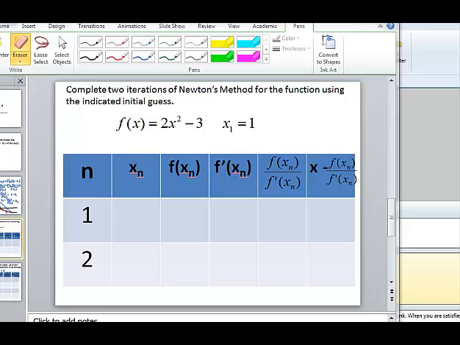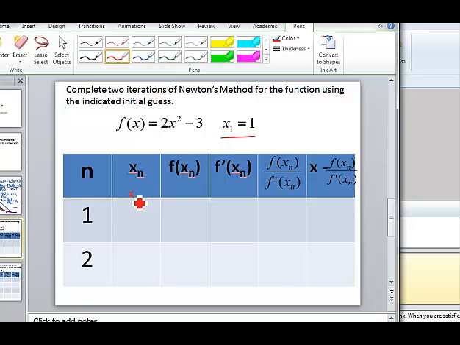Okay, what we're going to be doing in this first example is we're going to complete 2 iterations of Newton's method. They do give me my initial guess. My initial guess, they tell me, is x of 1 will be 1. Normally we'll have to find our initial guess through a graph, but anytime they give me my initial guess, I will be using that.